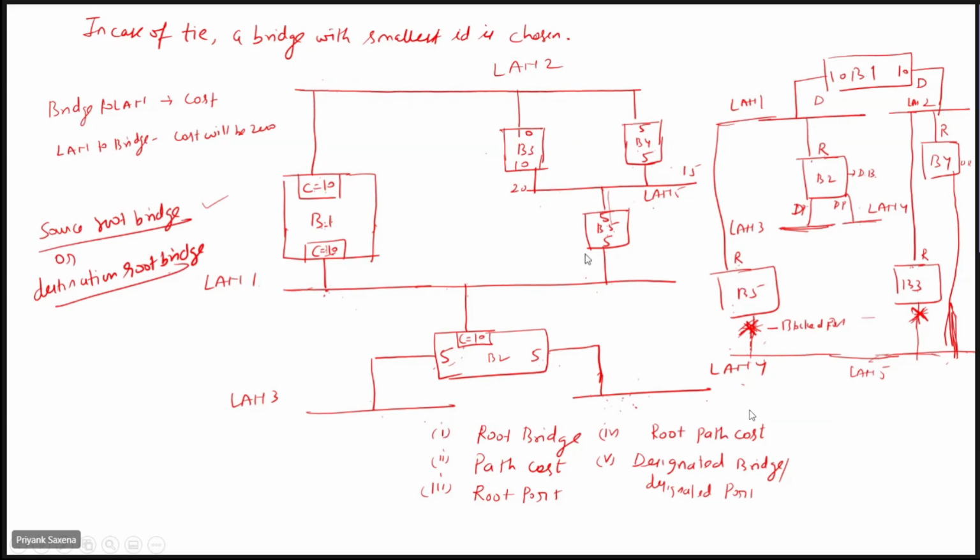From this bridge B5, you will be going to LAN 1. What is the cost? 5 now. So the cost is 5 only. Okay. The root path cost means the cost from the bridge to the root bridge will be called the root path cost, right? Okay, sir. There is a path cost. That means when you are moving a frame from one LAN to the other LAN, that will be a path.